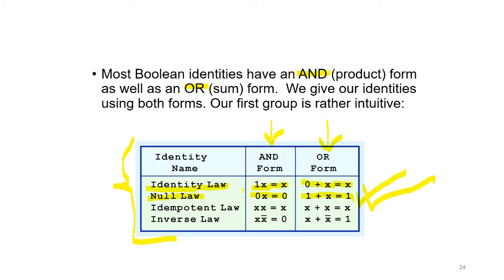Anyway, let's get into the idempotent law. When two numbers are multiplied together in binary, they are supposed to give the same number. x and x multiplied together, we are supposed to get x. In the OR form, the idempotent law becomes x plus x equals x.